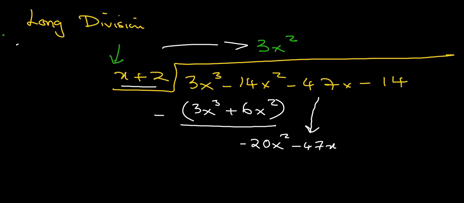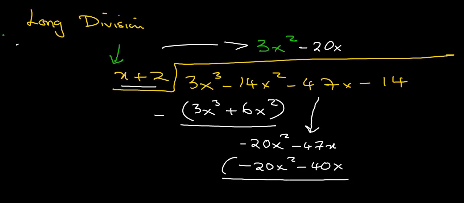Then x. Then again we divide with x. x into negative 20x squared is just going to be negative 20x. Then again we multiply this by negative 20x. That's going to be negative 20x squared. Then minus your 40x. Then again we subtract.